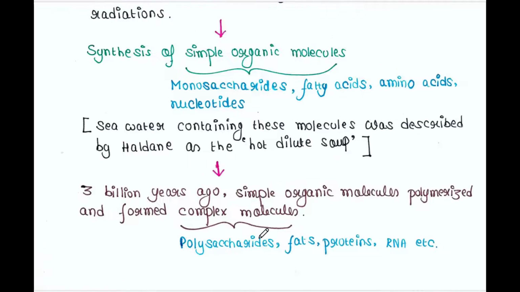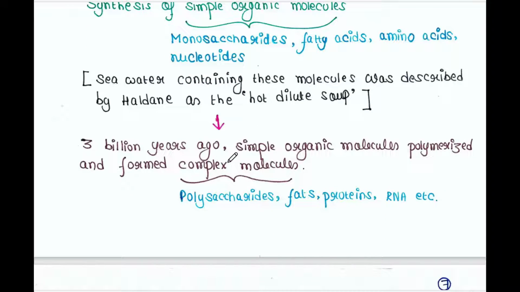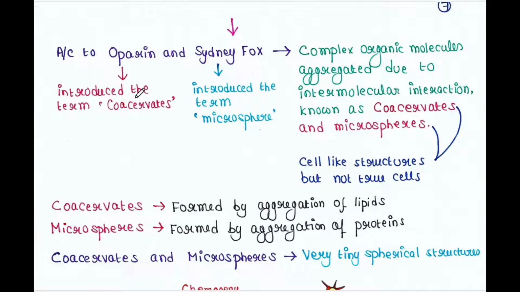So 3 billion years ago, simple organic molecules polymerized and formed complex molecules like these. And according to Oparin and Sidney Fox, complex organic molecules aggregated due to intermolecular interaction, that is known as coacervates and microspheres, and these were cell-like structures but not true cells. The word coacervates was introduced by Oparin and the term microsphere was introduced by Sidney Fox. Coacervates and microspheres were very tiny spherical structures. Coacervates were formed by the aggregation of lipids and microspheres were formed by aggregation of proteins.